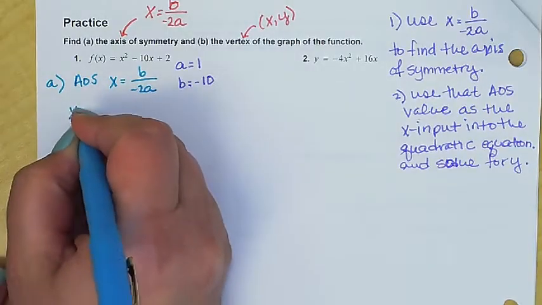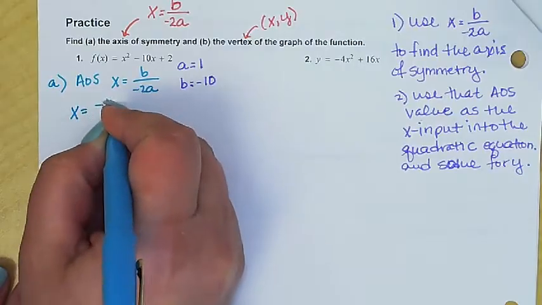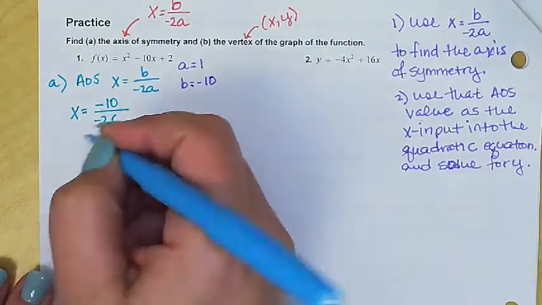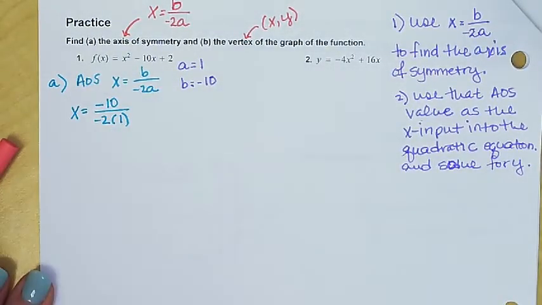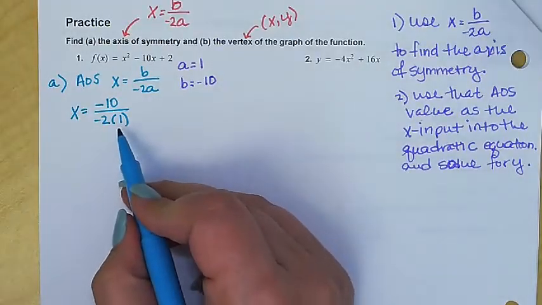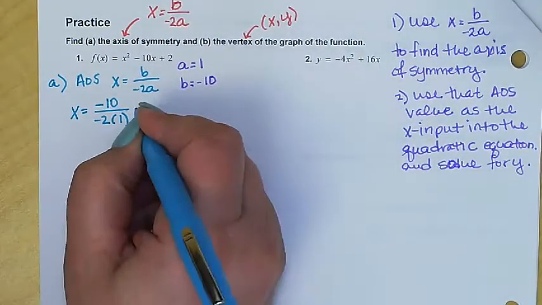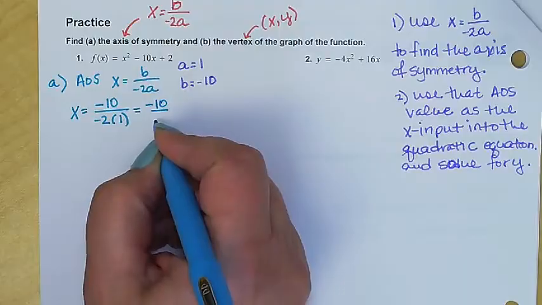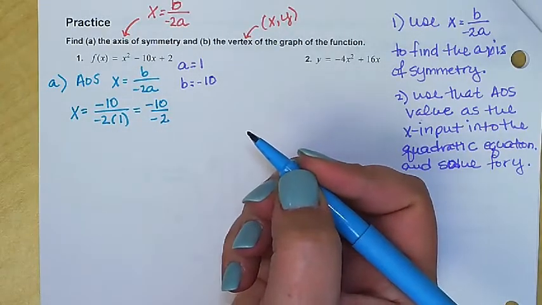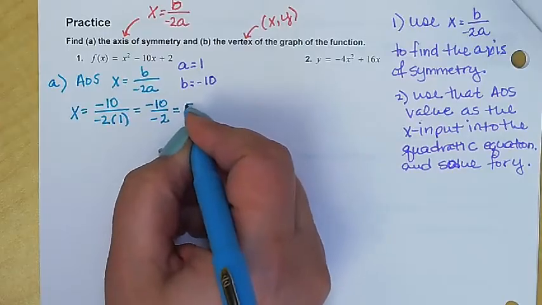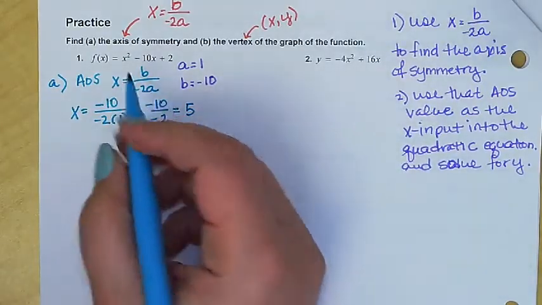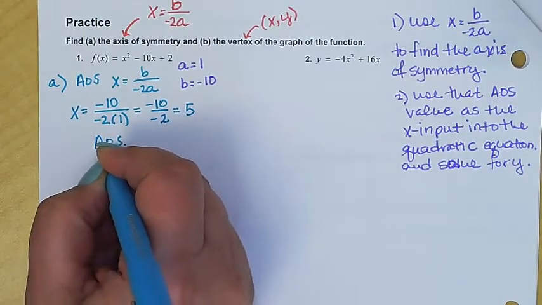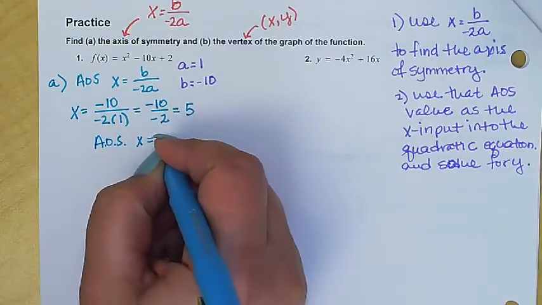We're going to insert those into that formula. So it's going to rewrite as x equals. The b value is going to go on top, so that's my negative 10 over negative 2 times 1. So there's our a value. If we simplify that, negative 2 times 1 is still negative 2, and then negative 10 divided by negative 2 is positive 5. So the answer to the first part here is that the axis of symmetry is at x equals 5.